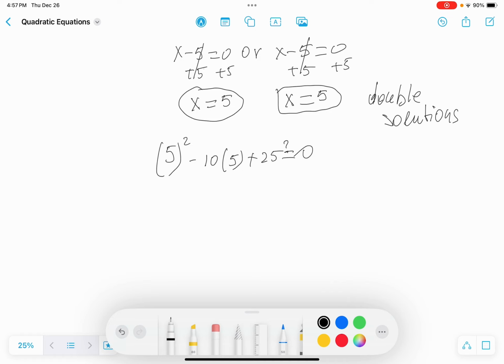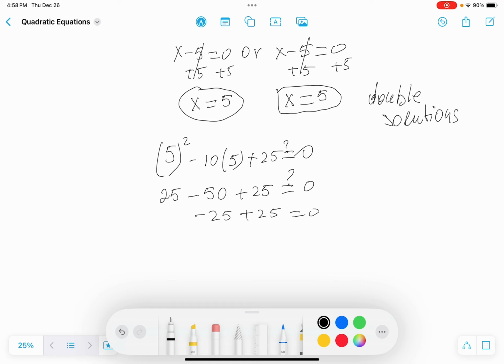5 to the second power means 5 times 5, which is 25. Minus 10 times 5 will be minus 50. Minus 50 and then plus 25. Is that equal to 0? Pretend we don't know. We have to find out. 25 minus 50 will be negative 25. Then negative 25 plus 25.